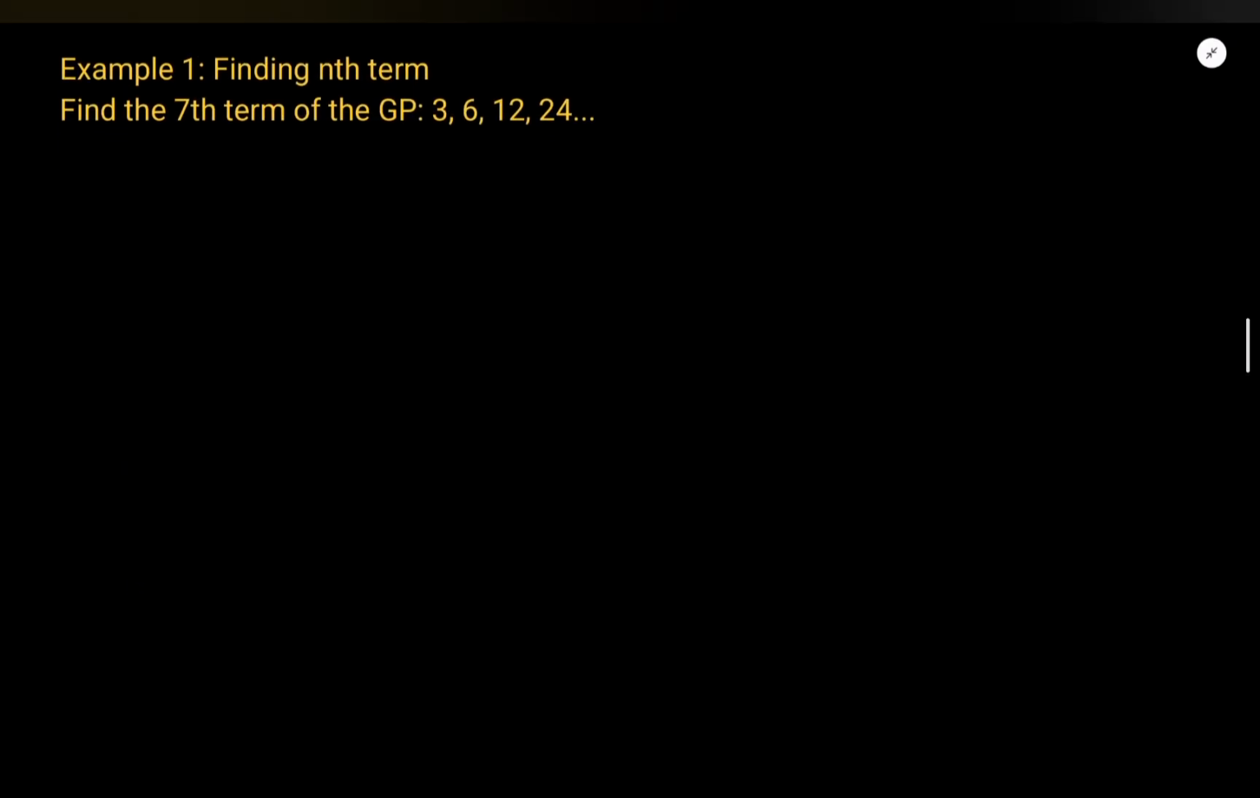Here we have finding the nth term. Find the 7th term of the GP. Here what is A? A is 3. What is R? If you see, the ratio is 2. If you divide the second term A2 by the first term, what do you get? 2. Third term by second term, what do you get? 2. So the common ratio R is 2, right?